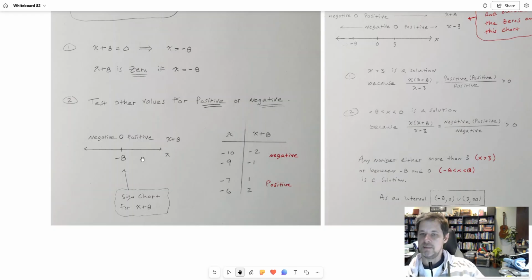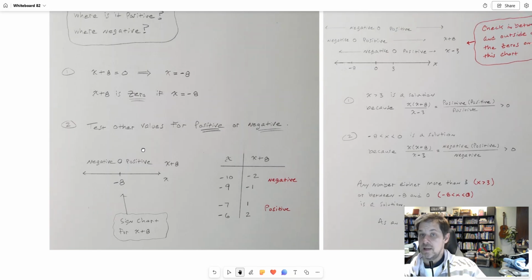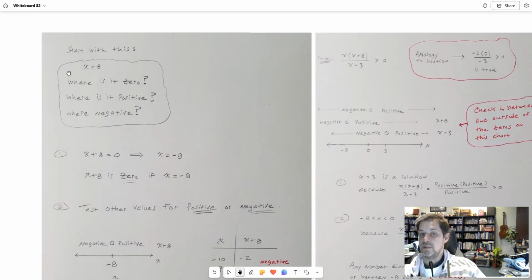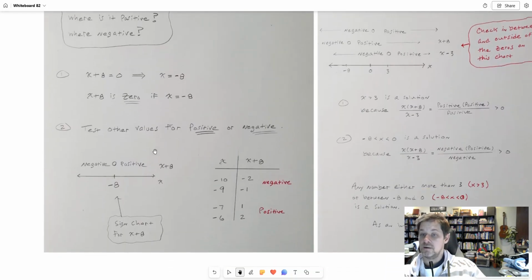It just summarizes the information that for x plus 8, or whatever you're dealing with, if x is less than negative 8, you're going to get a negative result. If it's to the right, you'll get a positive. If x is negative 8, it'll be 0. And that answers the question that I posed at the beginning as far as x plus 8. Where is it 0? Where is it positive and negative? It's all summarized on the sign chart.